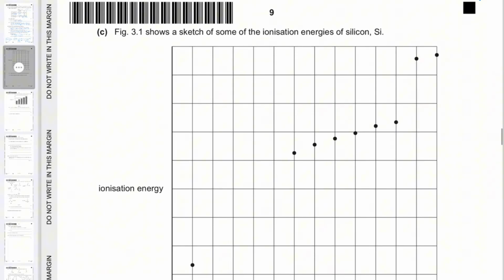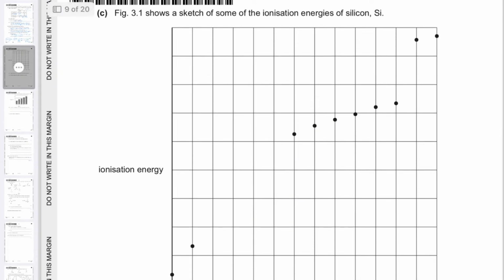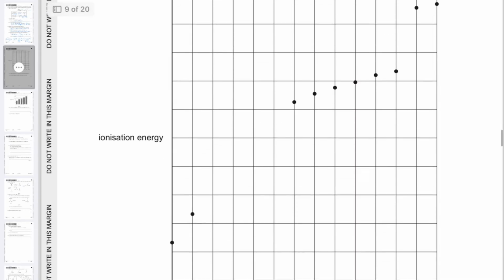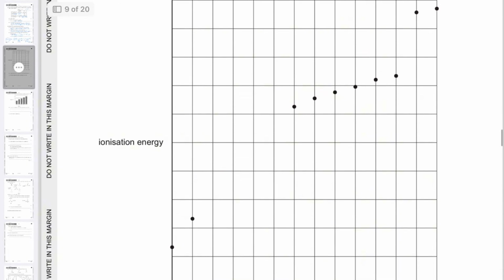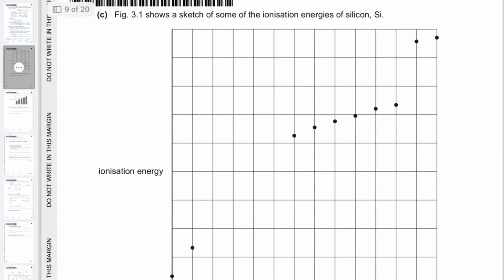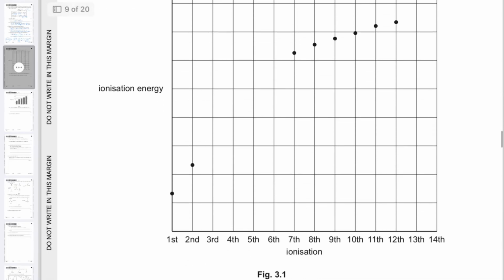Part C, figure 3.1 shows a sketch of some of the ionization energies of silicon. Part 1, complete the graph in figure 3.1 to show the 3rd to 6th ionization energies of silicon. The values of successive ionization energy. Okay, what is ionization energy? This is the energy required to remove an electron from 1 mole of gaseous atoms.